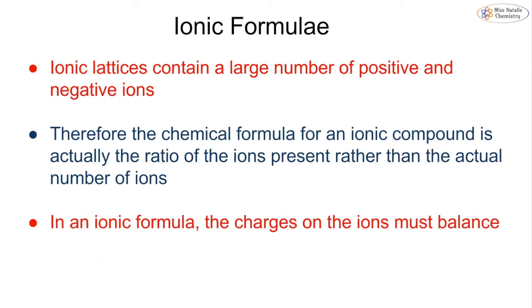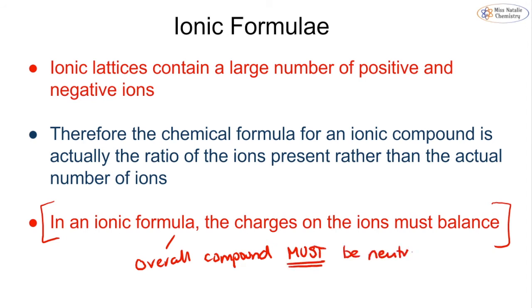Now, because our ionic lattices do contain this huge number of positives and negatives, we are looking at, as we said, the ratio rather than the actual number of ions. And what's important is that in an ionic formula, your charges must balance out. So the overall compound must be neutral.